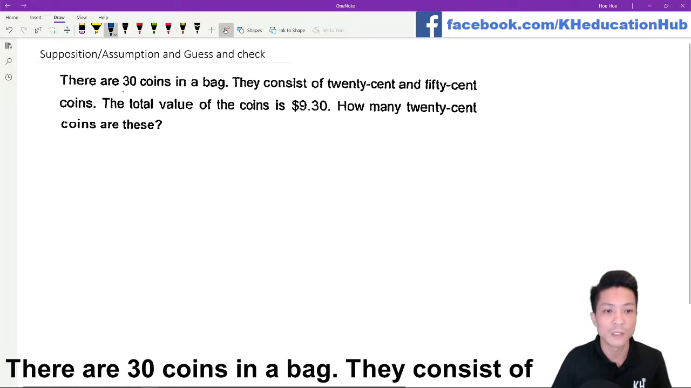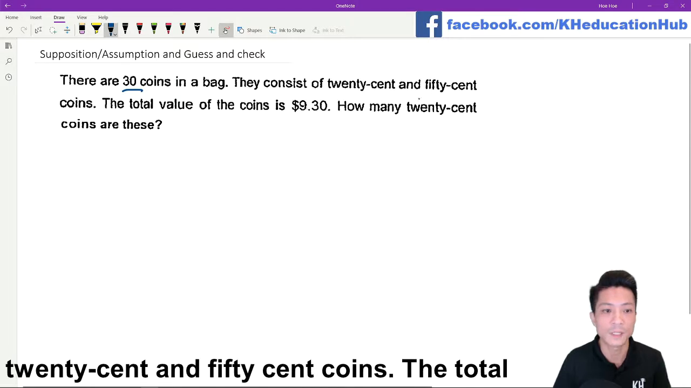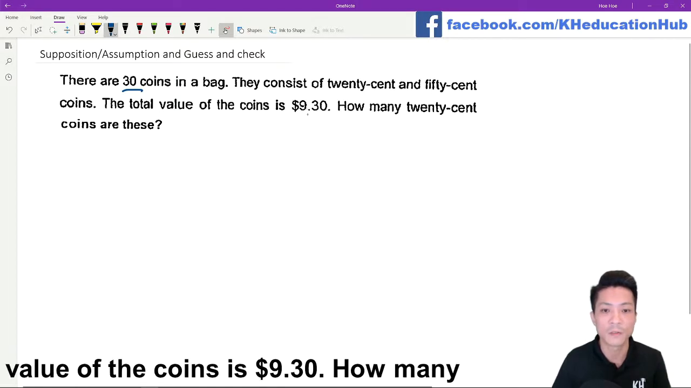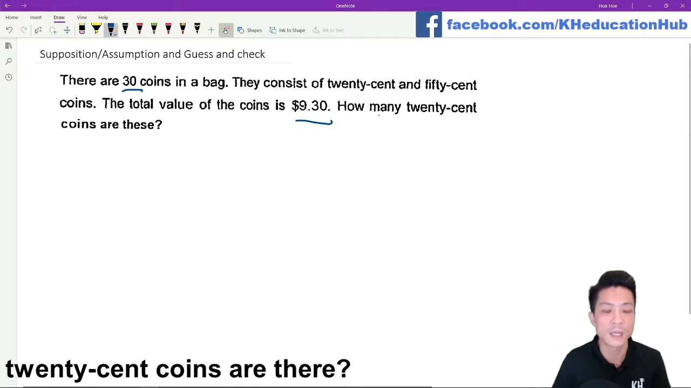There are 30 coins in the bag. They consist of 20-cent and 50-cent coins. The total value of the coins is $9.30. So how many 20-cent and 50-cent coins are there?